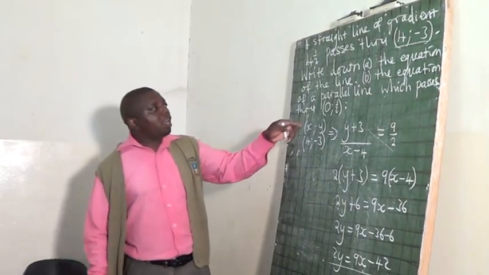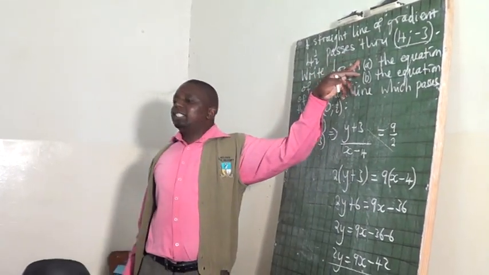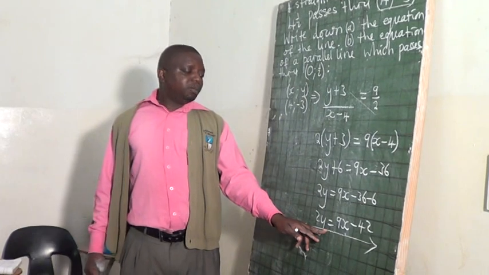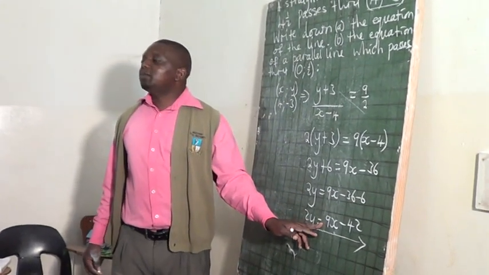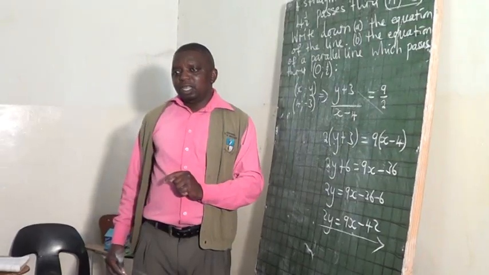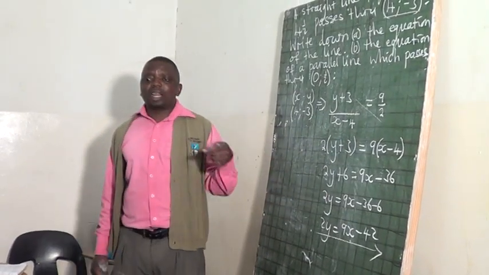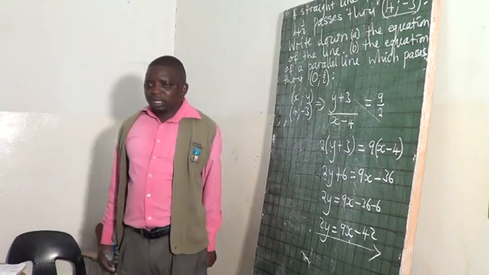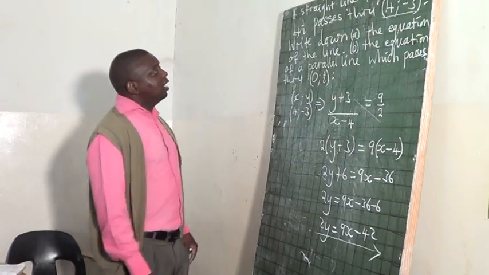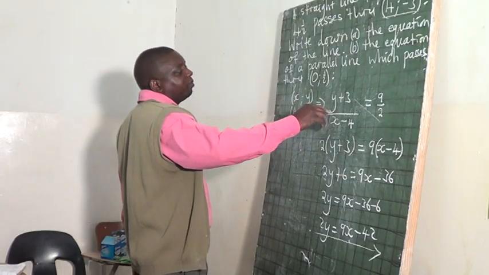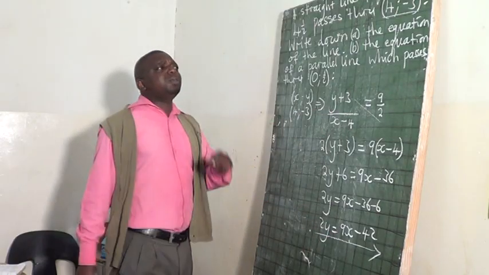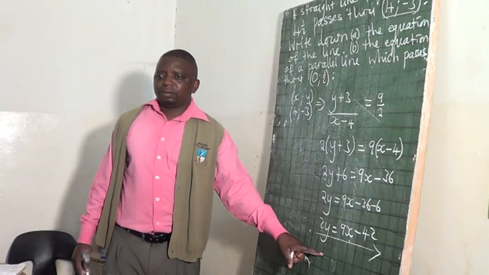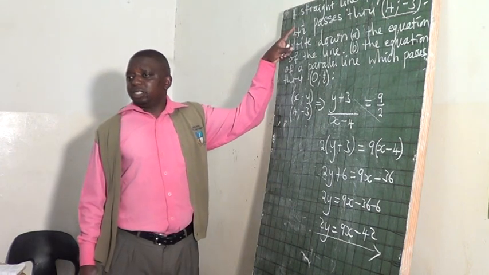If the line is parallel to this one, it means it has the same gradient as this. Because parallel lines have equal gradients. Parallel lines have equal what? Gradients. So, to find the equation of the line parallel to this one, it must have the same gradient as this. What is the gradient of this line? 9 over 2, 4.5.